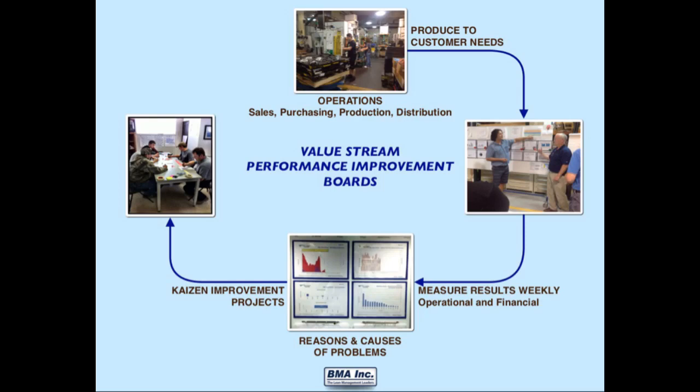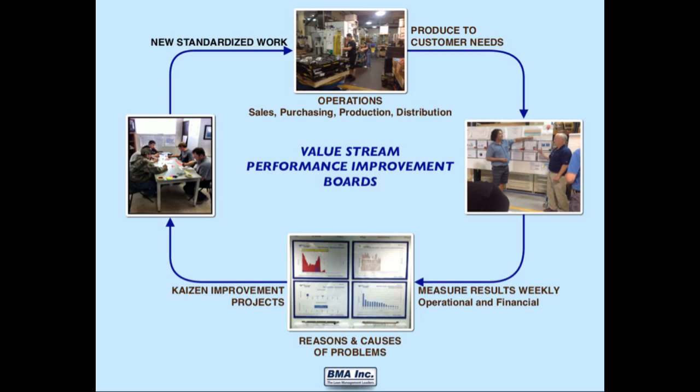So this completes the loop, the famous plan, do, check, act loop. The plan is what products we need to make or services we need to provide. The do is to make the products or provide the services. The check is the weekly value stream improvement board and the Pareto charts. The act is the improvement projects that we're working on and their impact on the value stream performance.